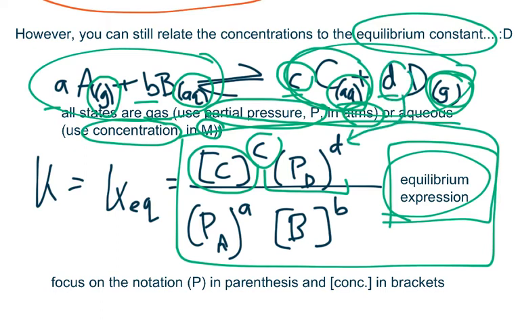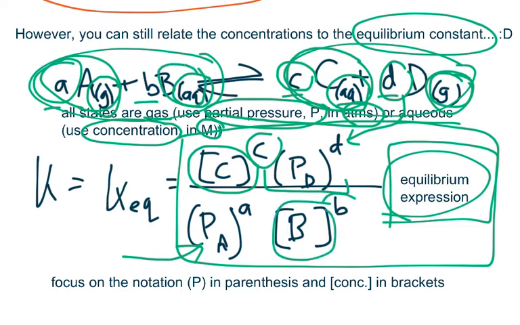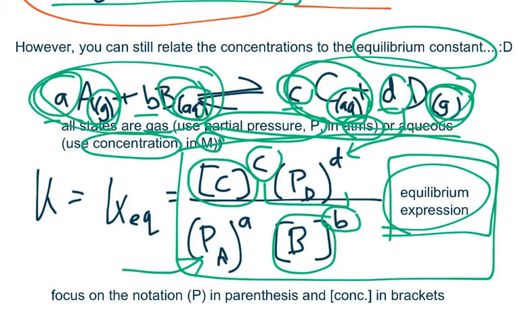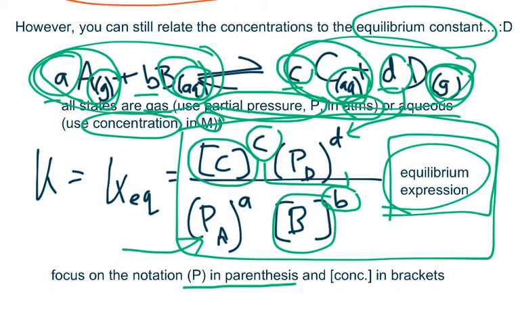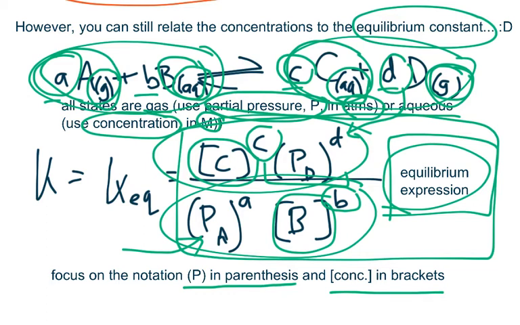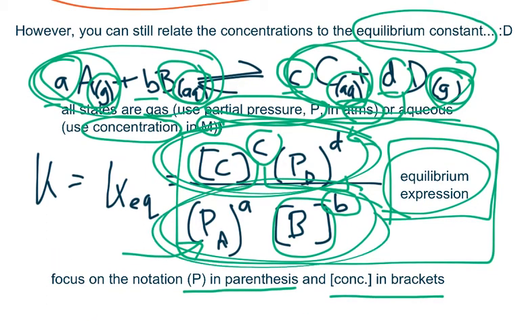Now what about our reactants? Well, we could start off with A, and since A is a gas, we are going to write it in terms of partial pressure. So the partial pressure of A to the a power times the concentration of B, since B is aqueous, to the b power. Now we have to be careful about our notation. So partial pressures are always in parentheses, and concentrations are always in brackets. And notice how they're being multiplied and not added in the equilibrium expression. So products over reactants, and their respective powers put on top.